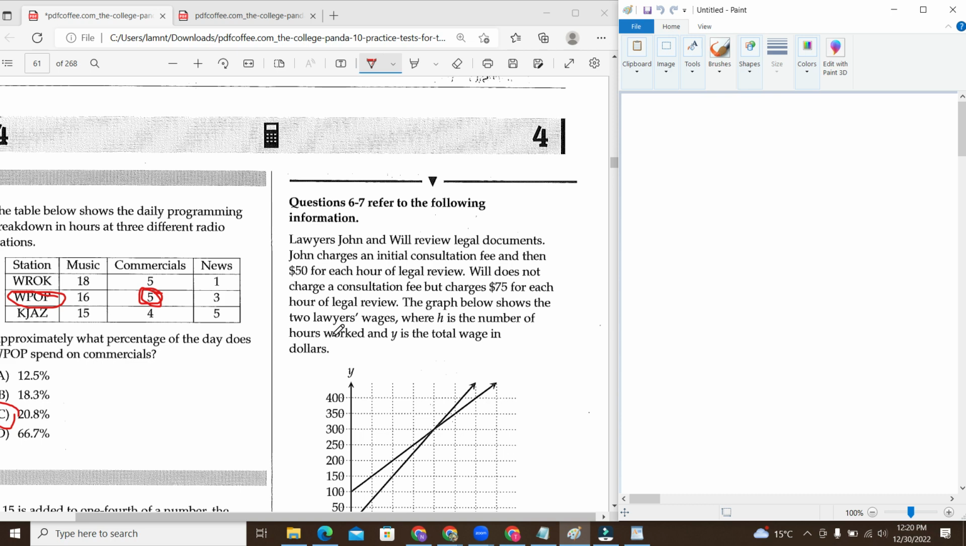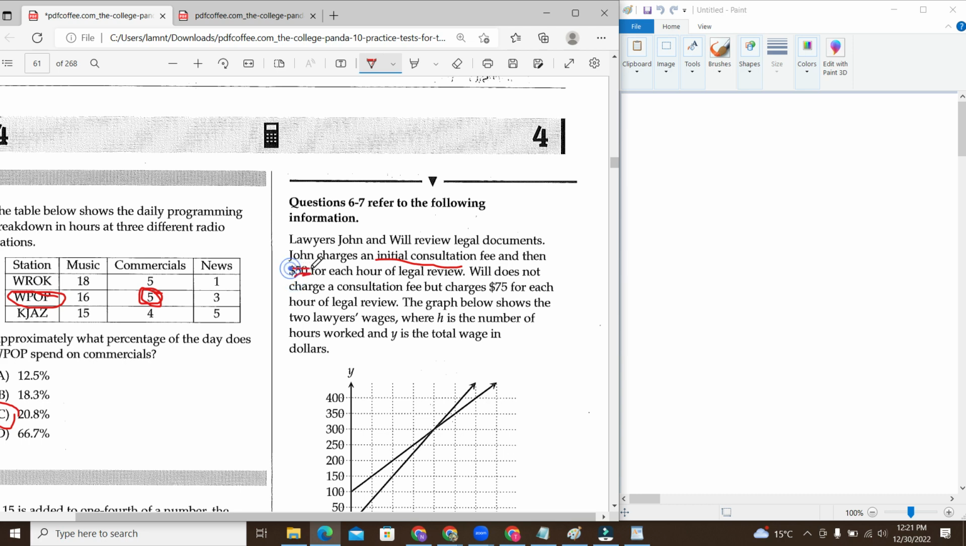John charges an initial consultant fee and then $50 for each hour of legal review. Will does not charge a consultant fee, but charges $75 for each hour of legal review. Alright, so John has an initial consultant fee and $50.